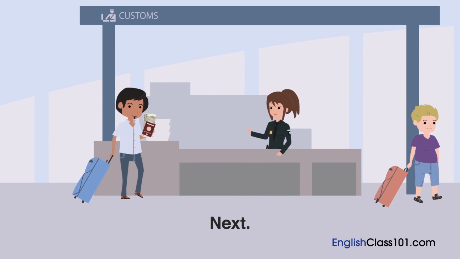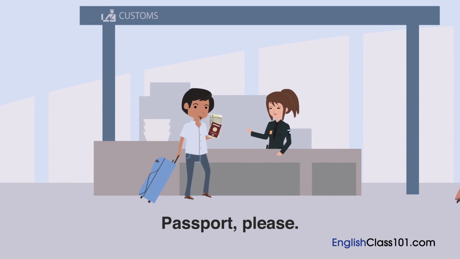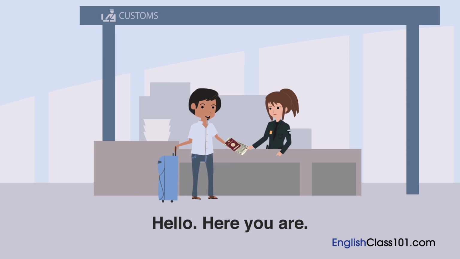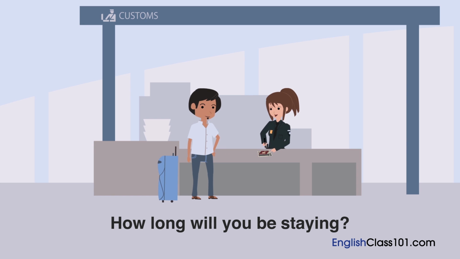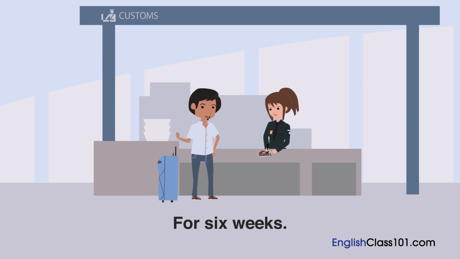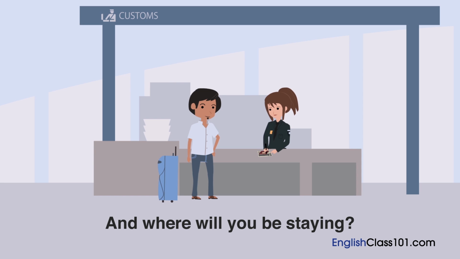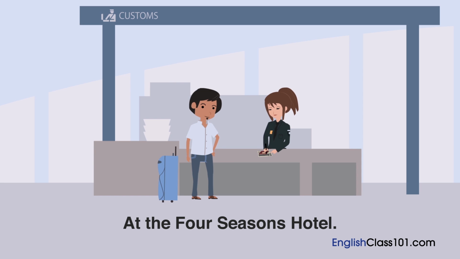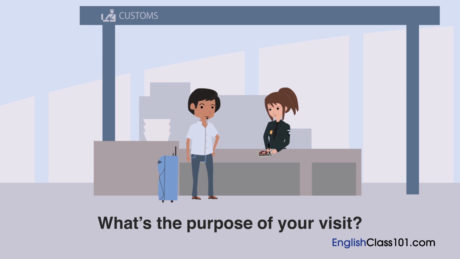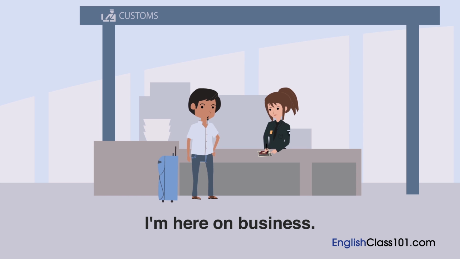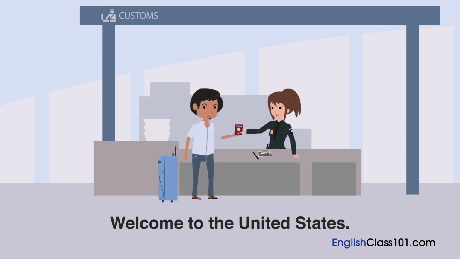Next. Passport, please. Hello. Here you are. How long will you be staying? For 6 weeks. And where will you be staying? At the Four Seasons Hotel. What's the purpose of your visit? I'm here on business. Okay, thank you. Welcome to the United States.